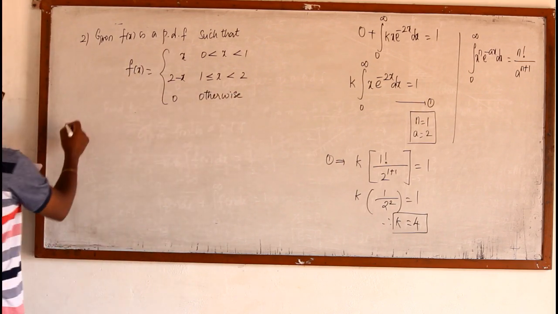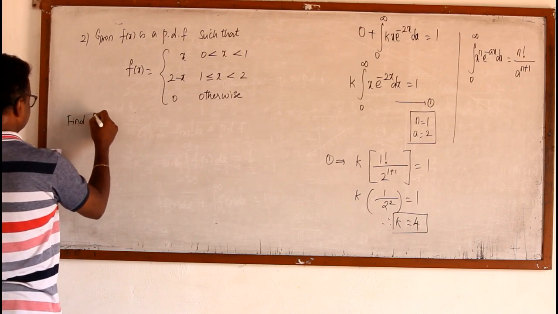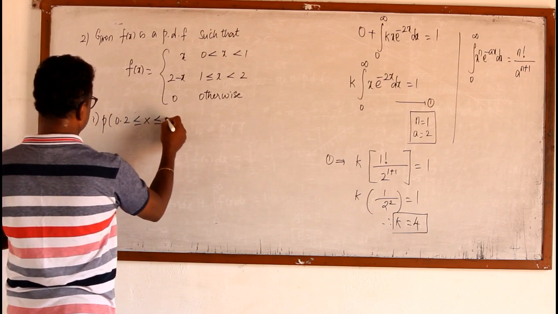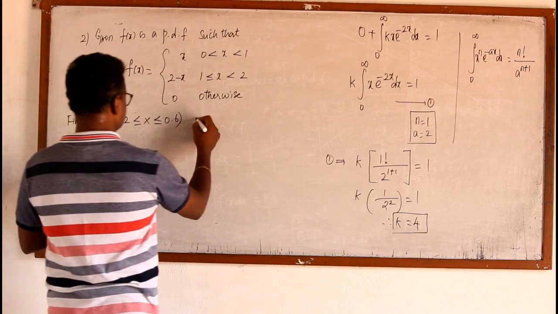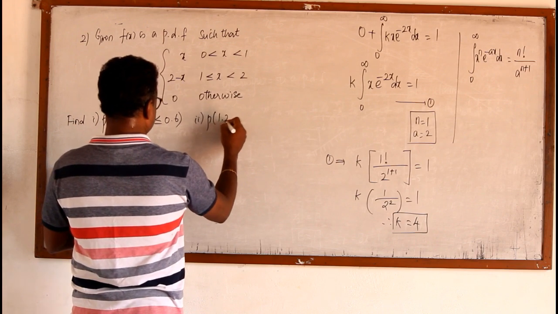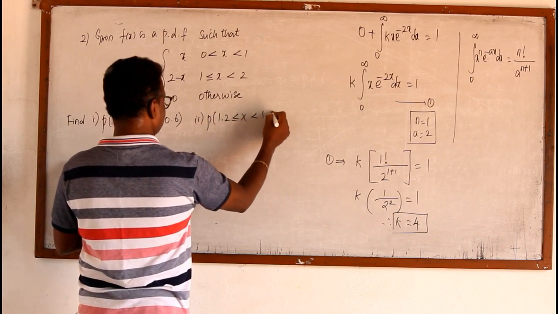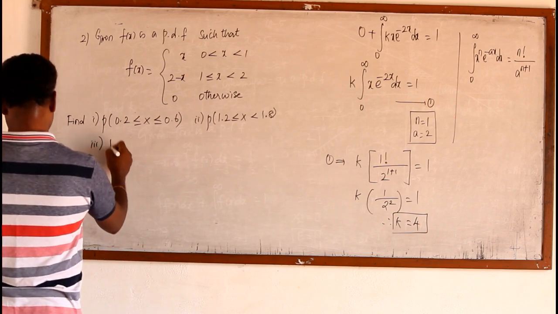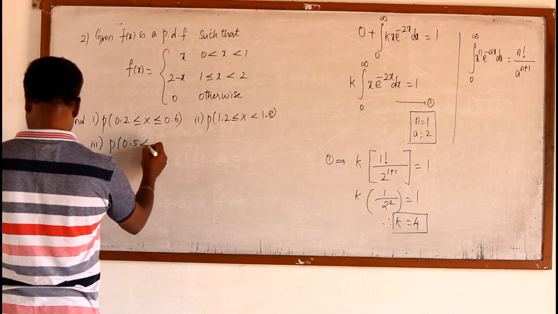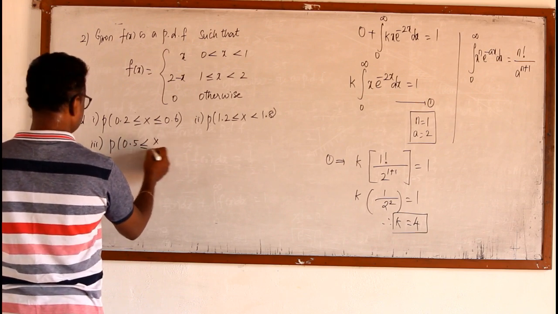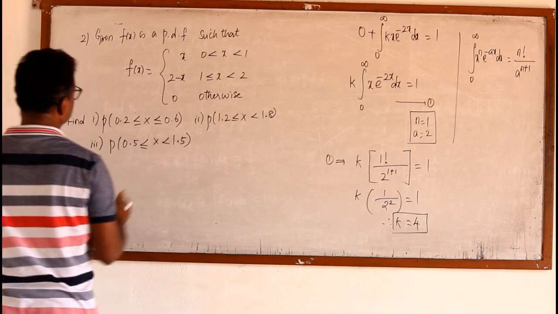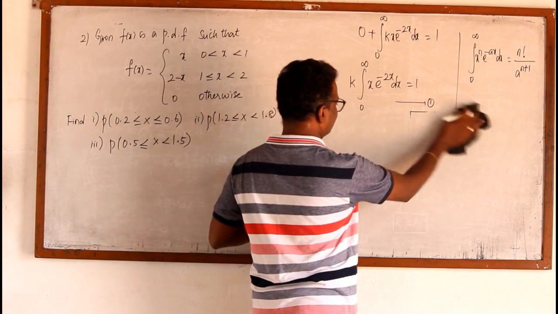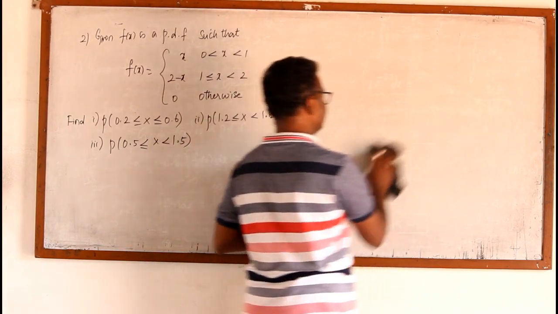Now I have to find, first question, p of 0.2 less than or equal to x less than or equal to 0.6. Second question, p of 1.2 less than or equal to x less than 1.8. Then we have the third question also, p of 0.5 less than or equal to x less than 1.5. So 3 values I have to find out. They gave it is a PDF. So to find the probability I have to integrate, that's all.